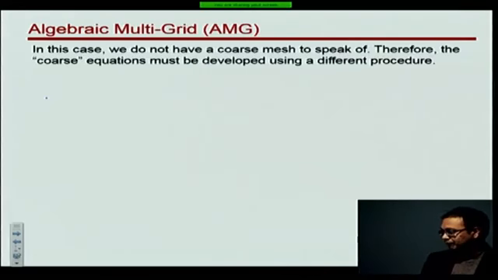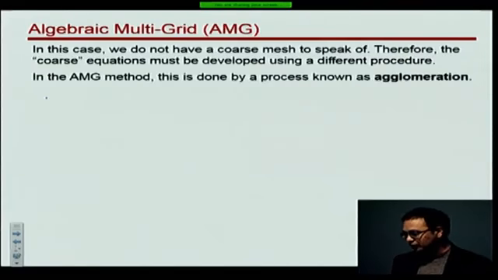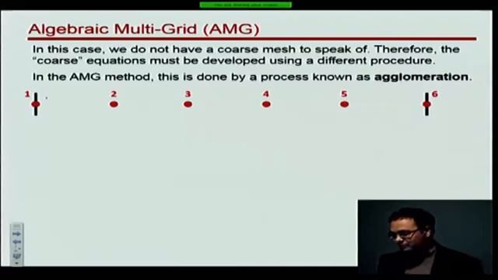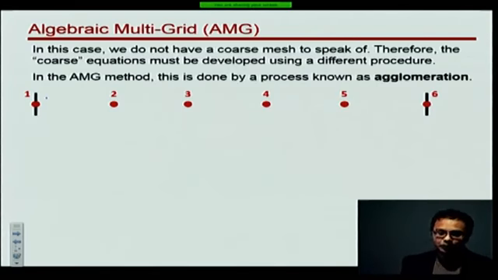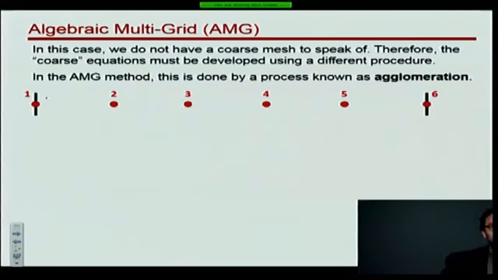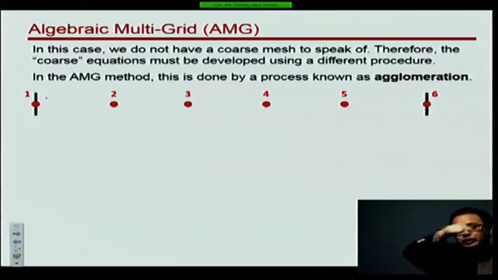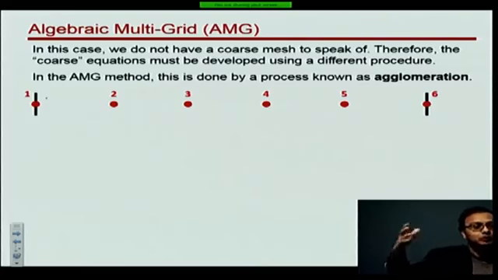So we don't have a coarse mesh. How do we get it? And this is done by a process known as agglomeration. Agglomeration is just a fancy word for saying we want to combine nodal equations. Remember, if you have a set of equations, suppose I have 5 equations, you can always add equations 2 and 3, and instead of writing equation 2 and 3, you write equation 2, and then you replace equation 3 by the sum of equation 2 and 3. That's a perfectly valid approach, right?